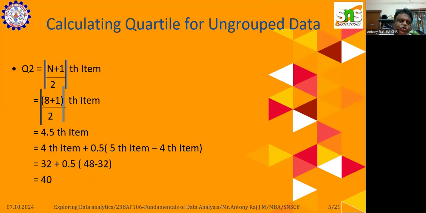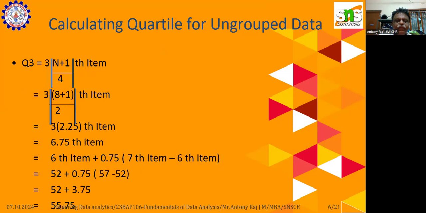Similarly, Q2 is the (n plus 1) by 2th item, 8 plus 1 by 2, which is the 4.5th item. That is the 4th item plus 0.5 into (5th minus 4th), 0.5 into (48 minus 32), which gives 40. So Q2 is equal to 40. Q3 is 3 into (n plus 1) by 4th item, so 3 into 2.25 is 6.75. That is the 6th item plus 0.75 into (7th minus 6th), 52 plus 0.75 into (57 minus 52), 52 plus 3.75, which is 55.75. So this is the quartile 3 for ungrouped data.